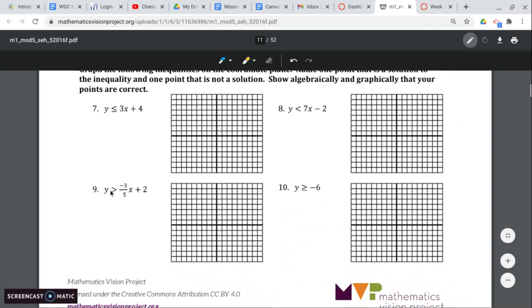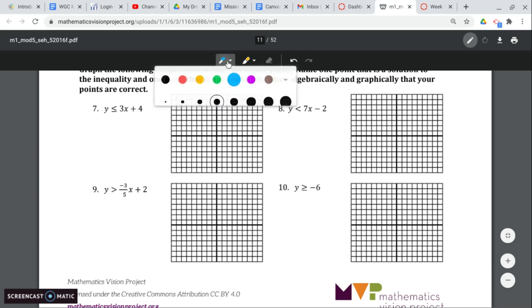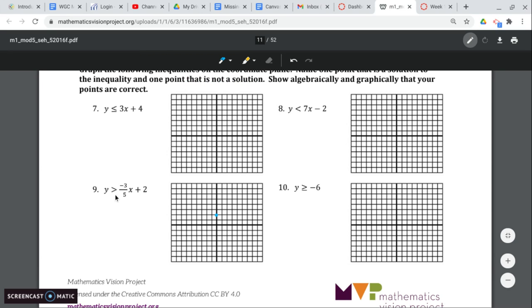On 9, we have y is greater than negative 3/5 x plus 2. So same thing as when we are dealing with linear equations. We start with the y-intercept. So we start at 2. Now our slope is negative 3/5. That means we're going to go down 3. So 1, 2, 3. And to the right, 5. 1, 2, 3, 4, 5. Then we'll go up 3. 1, 2, 3. And over 1, 2, 3, 4, 5. So here is our line.